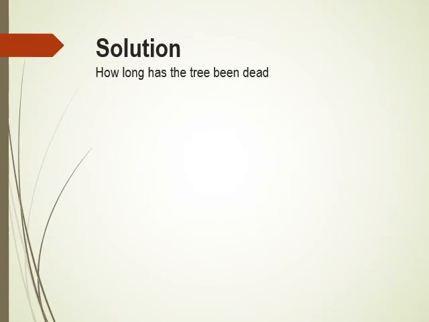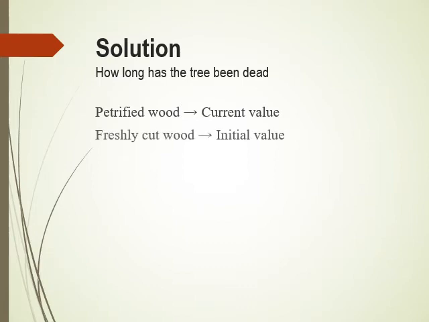This question seems very short, but actually it contains quite a lot of information in it. So let us go through them one by one. First of all, you have to understand what is meant by petrified wood and also what is meant by freshly cut wood. Petrified wood gave us the current values, which are the final N and also the final A. Freshly cut wood gave us the initial values, which are N naught and also A naught, if you have information related to it.